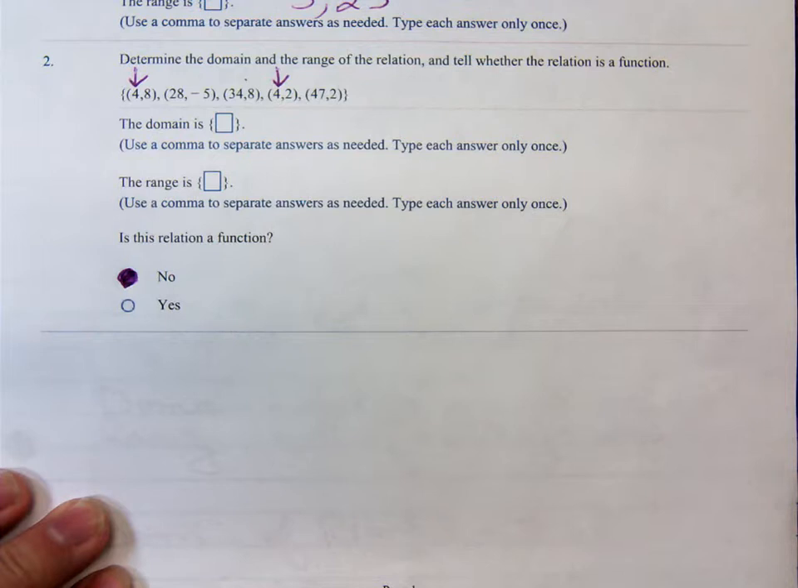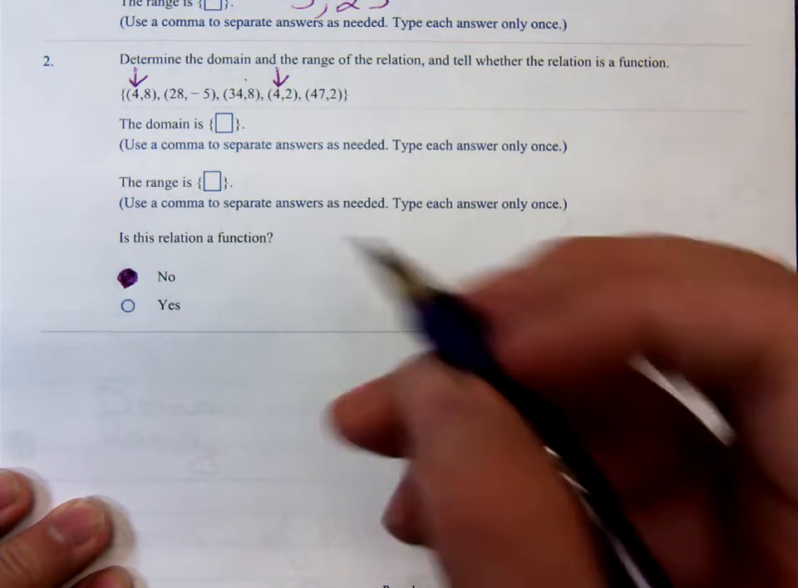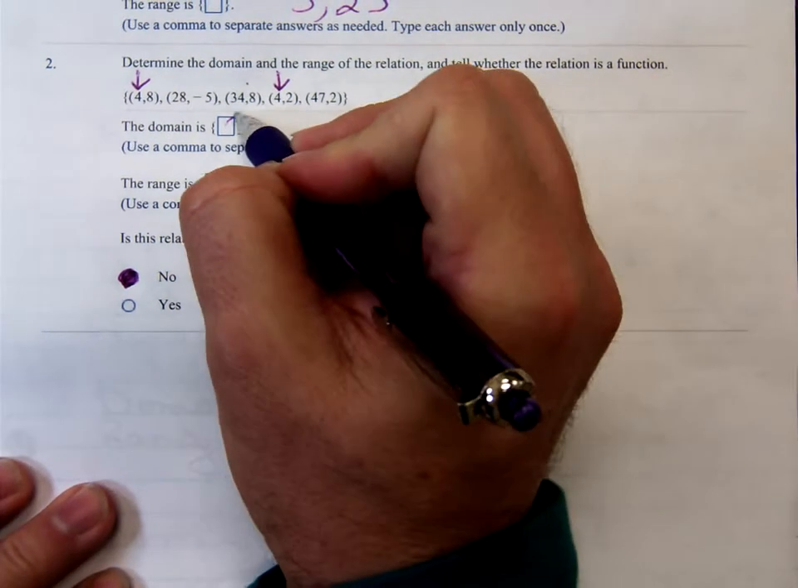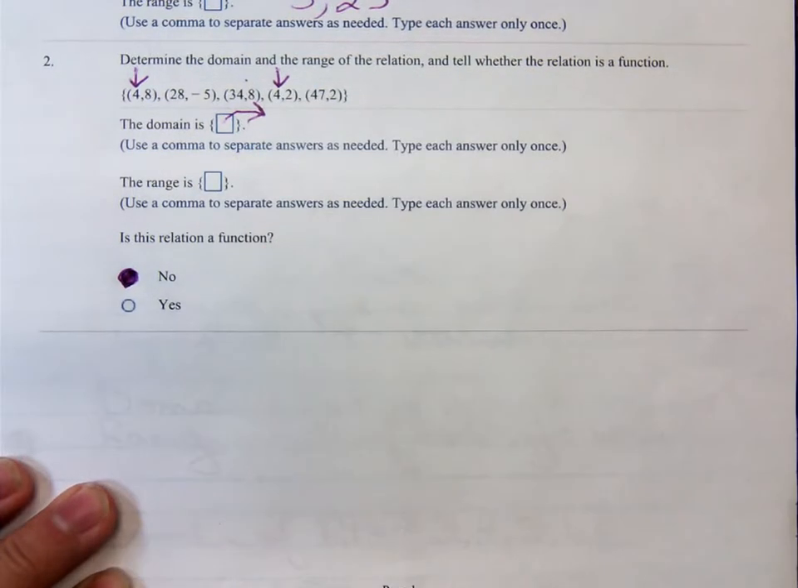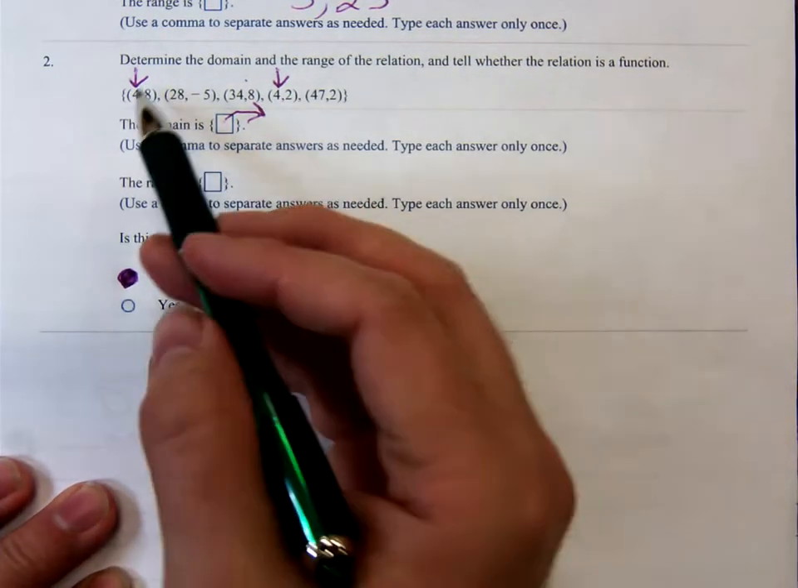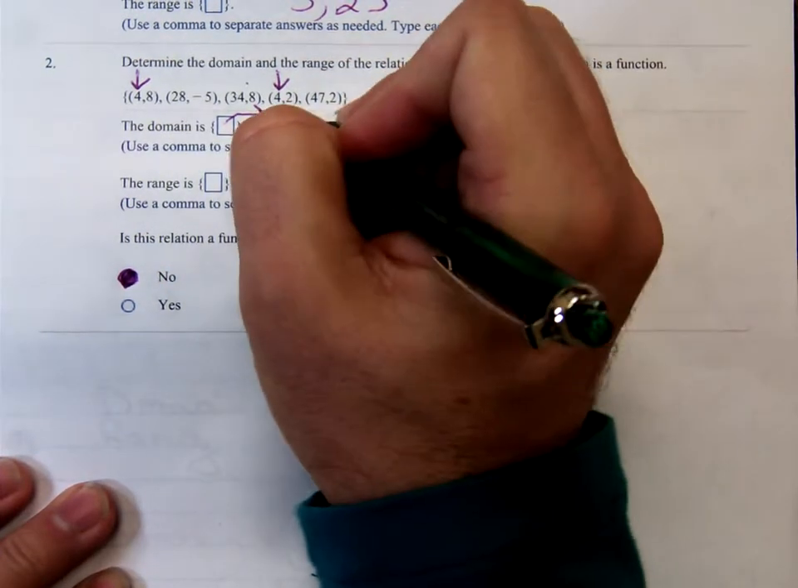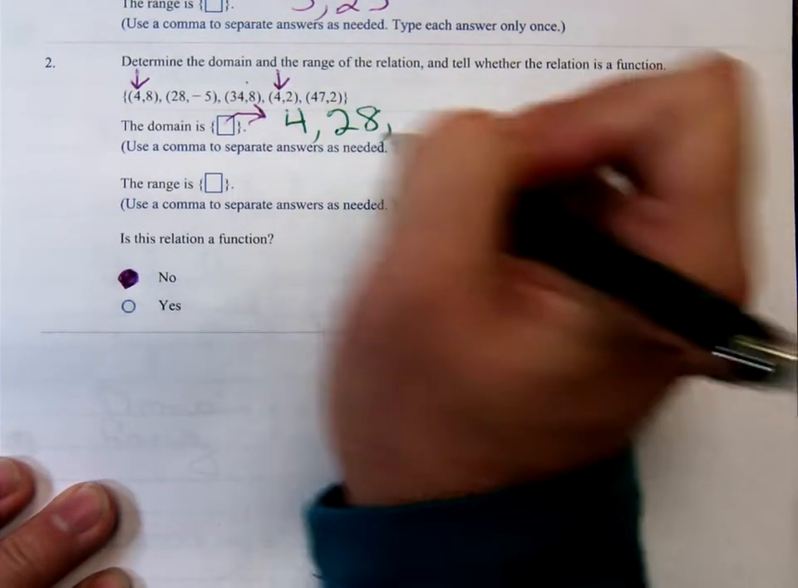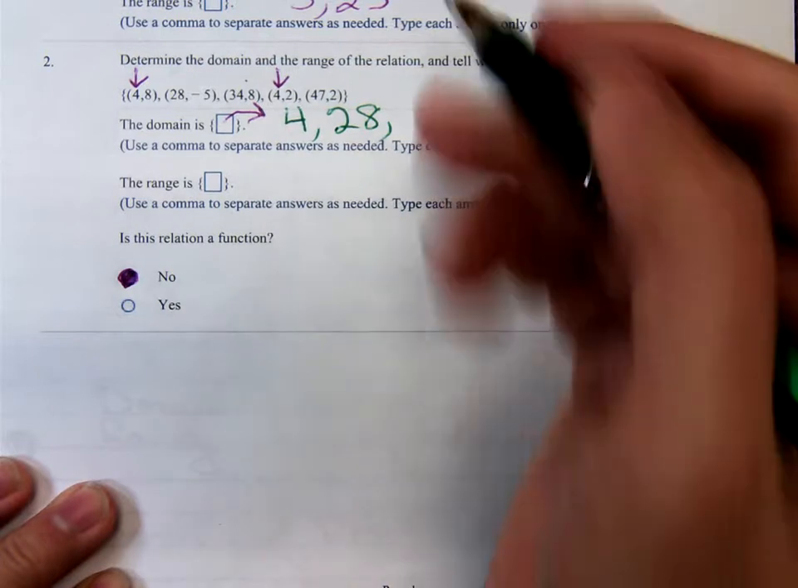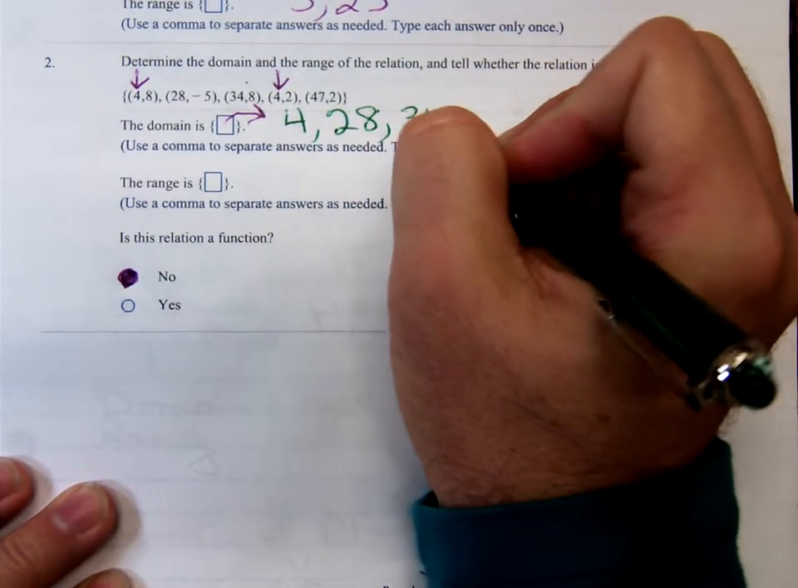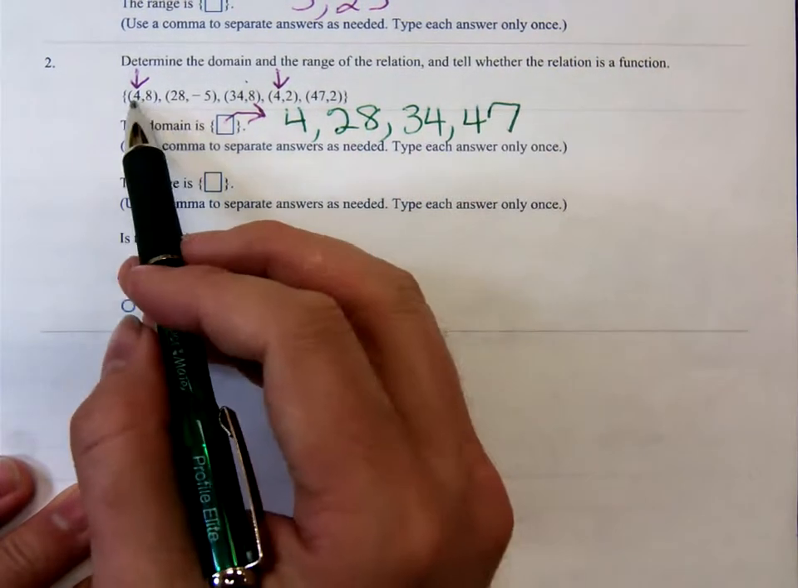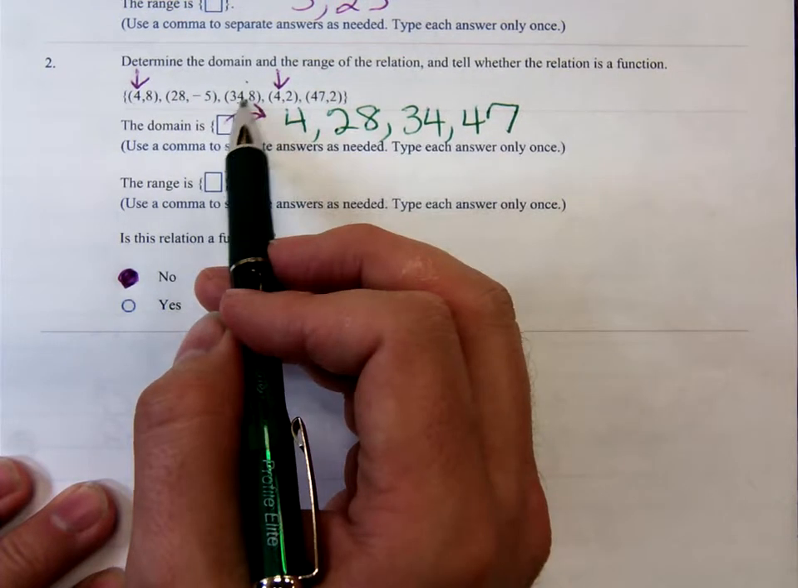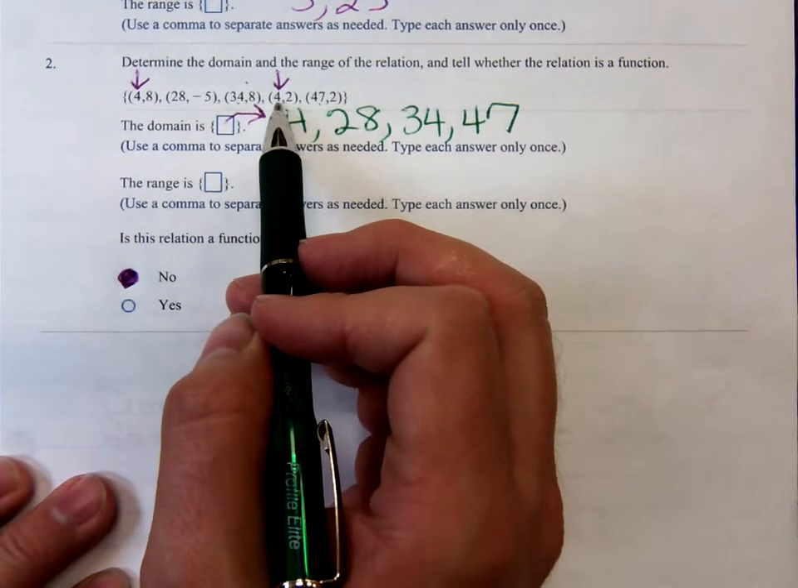So what about the domain? What's going to go inside this blue box? 4, 28, 34, and 47. We don't repeat the 4.